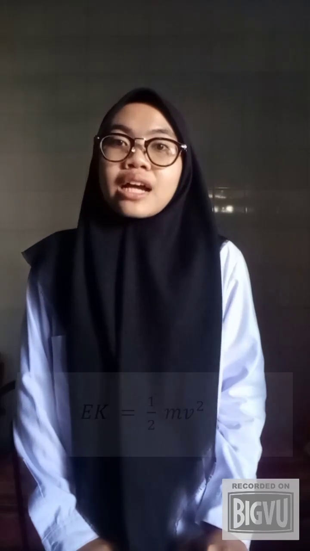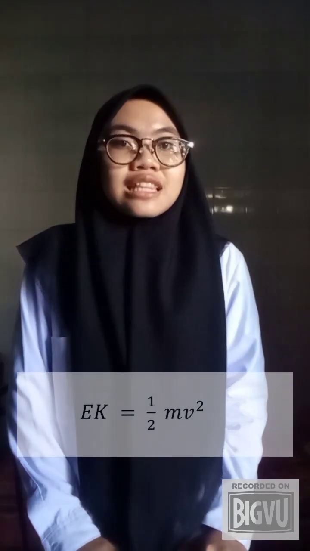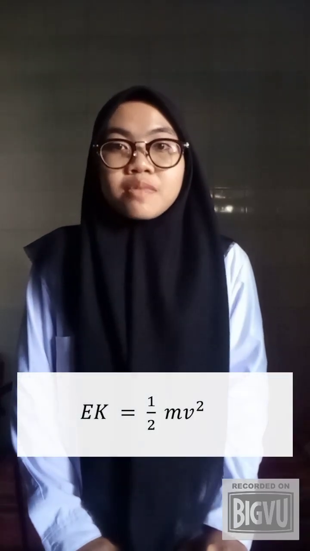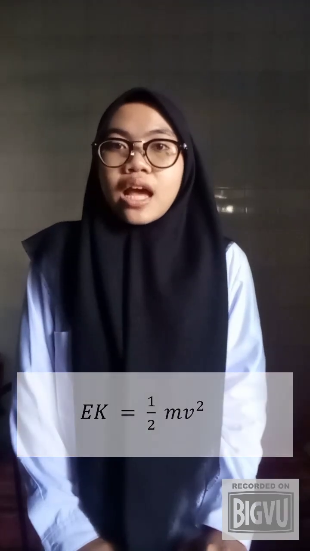The formula for kinetic energy is half times m times v squared, with m as mass and v as velocity.